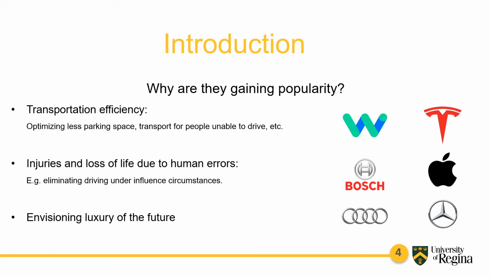Another reason could be envisioning the future luxury. Vehicle manufacturers can focus on developing luxury for passengers, which allows them to gain a different marketing edge. This explains why companies like Tesla, Google Waymo, Apple, Bosch, Mercedes, Audi, and more are racing to launch the next AI-powered breakthrough commercial vehicle out in the industry.